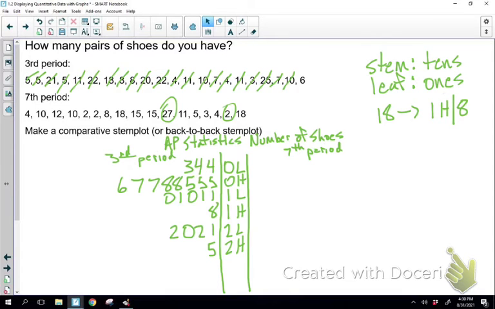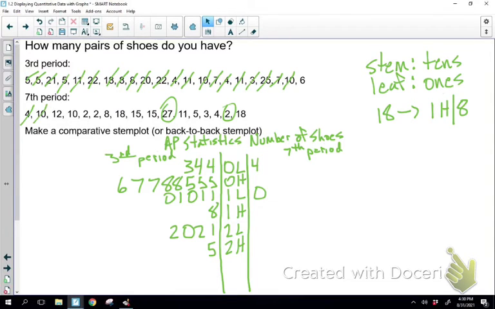Seventh period, same idea. Now we're going to the right. We have 4. Pardon the interruption. All right, sorry about that. We had an announcement come on the PA. Sounded like some kind of emergency.